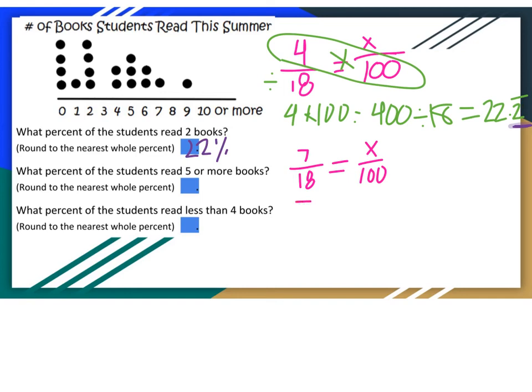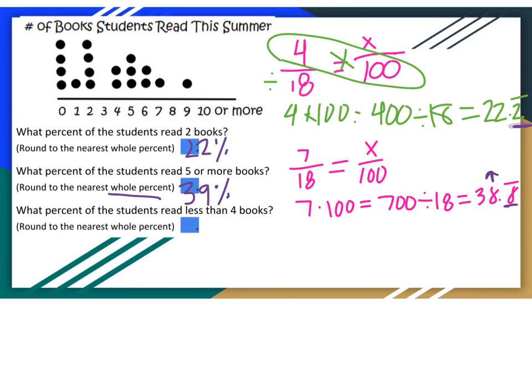So we should be doing 7 times 100 equals 700. And then 700 divided by that 18, which gave me 38.8 repeated. But again, we are supposed to be rounding this, so that 8 would tell me to round this up. So we're going to call it 39% since they asked us for the nearest whole percent.